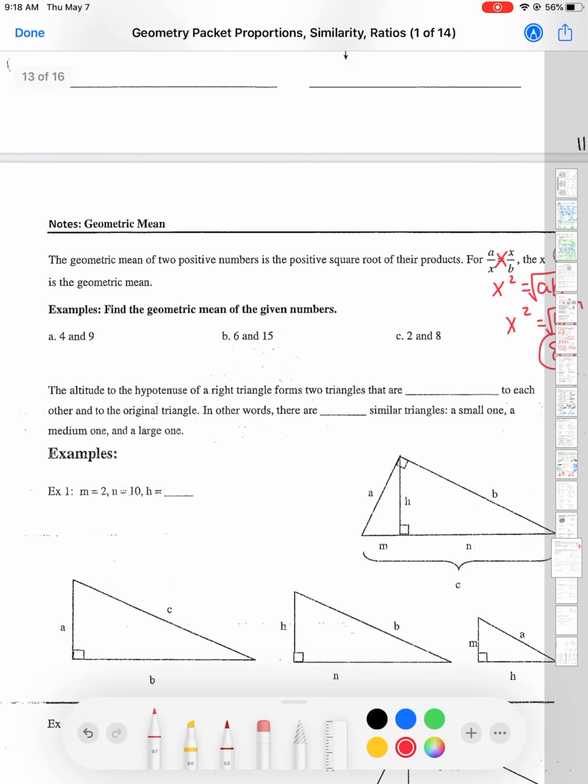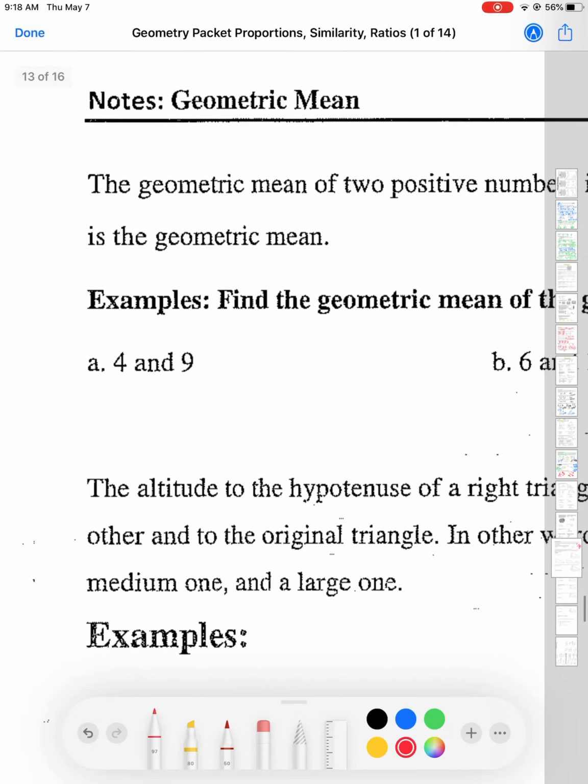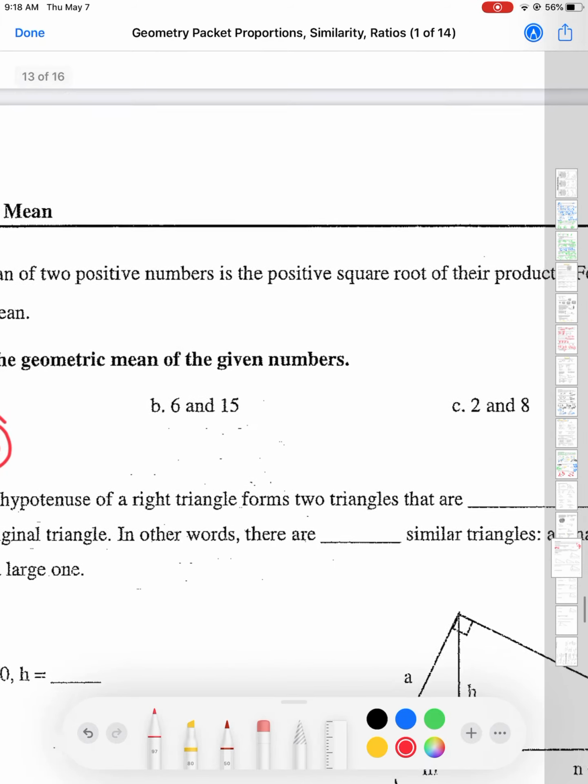Okay? So they're going to start us out, find the geometric mean of the given numbers. You're just going to multiply these numbers. So 4 times 9 is 36. Take the square root of 36 and you get 6. That's the geometric mean.